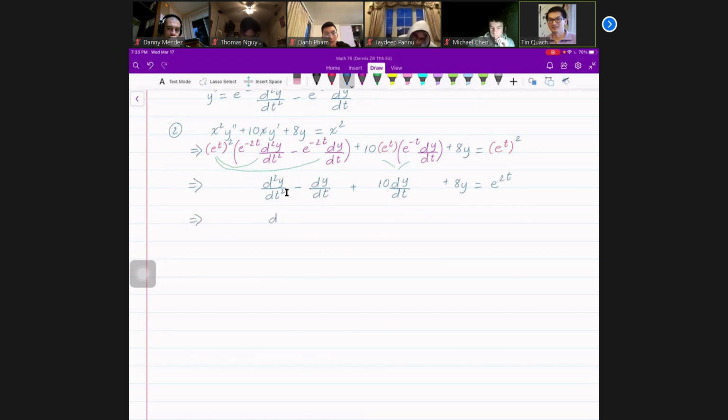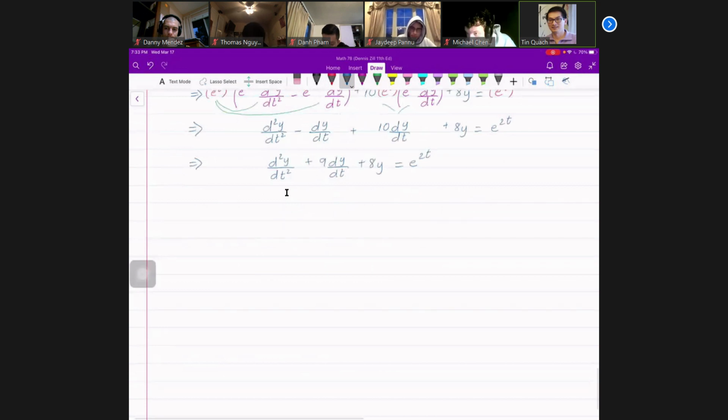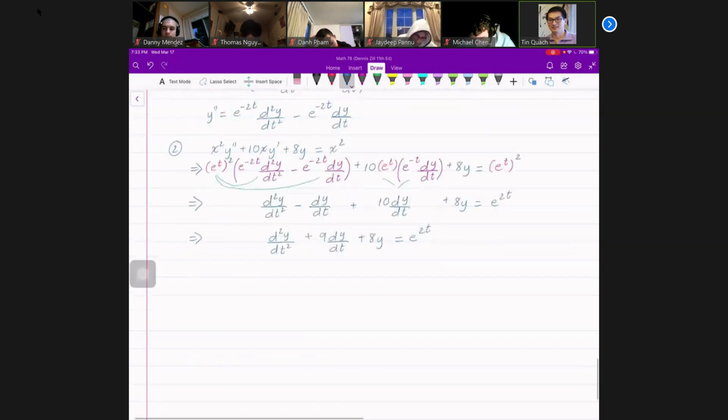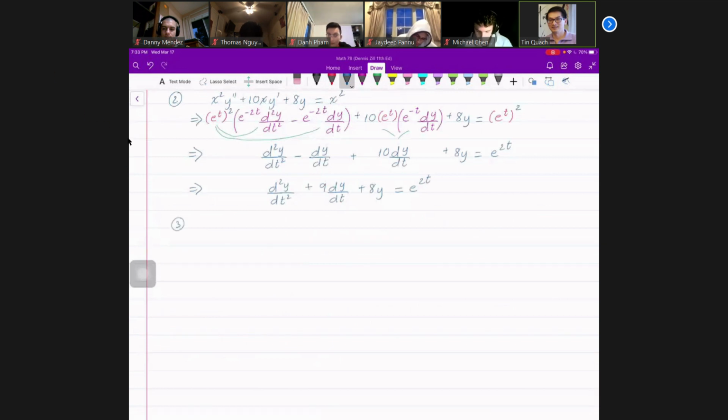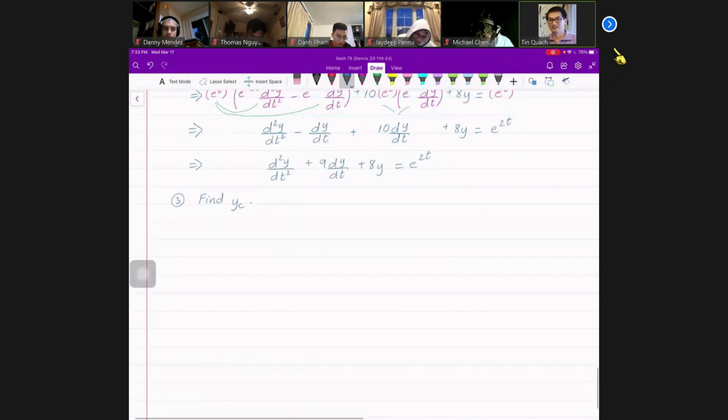So this is the second derivative plus 9 dy dt plus 8y equals e to the 2t. Okay, so basically the next step is to find out what y sub c is. Right, so find y sub c. Okay, so y sub c is what? It's y double prime plus 9y prime plus 8y equals 0.